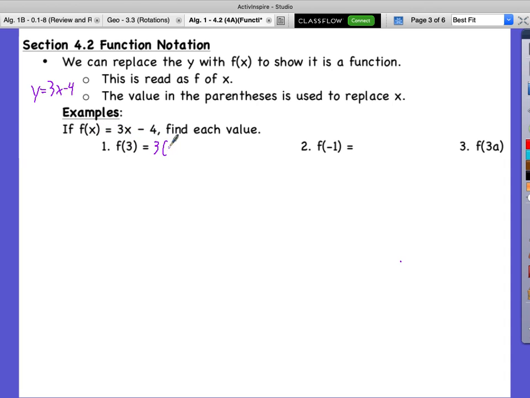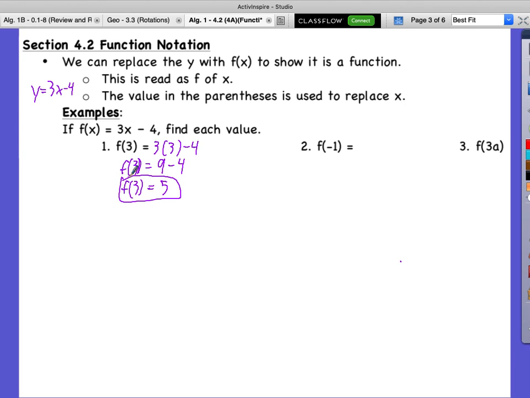Just like x was replaced with 3 inside this parenthesis, we replace x with 3 here. You just substitute it in. Okay? And then you evaluate. So we say, okay, well, f of 3 is equal to, what's 3 times 3? 9. F of 3 is now equal to what? 5. So, we found our value.